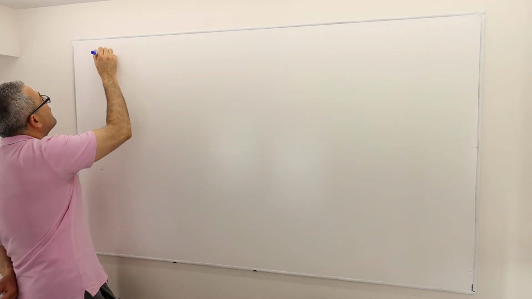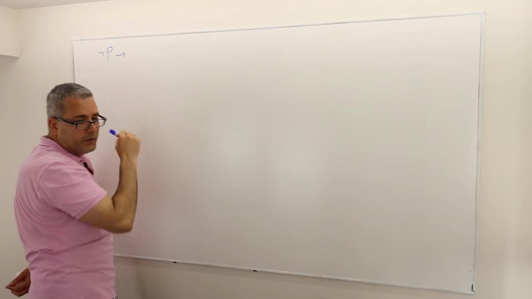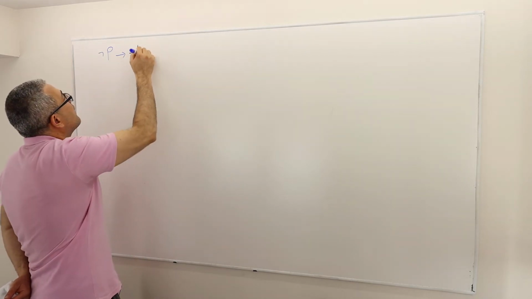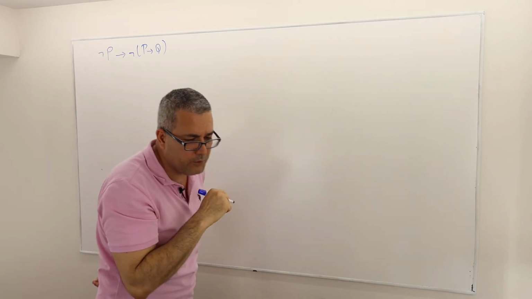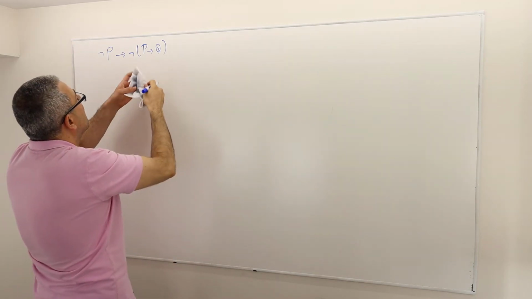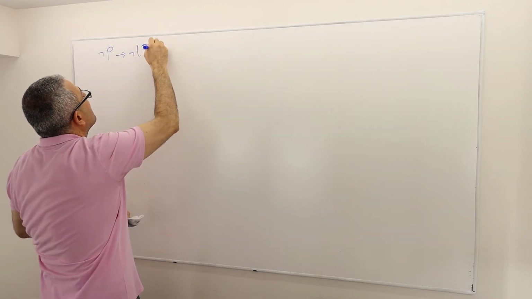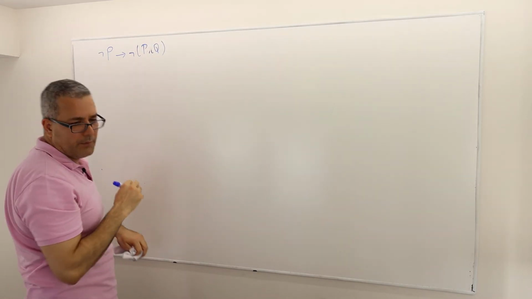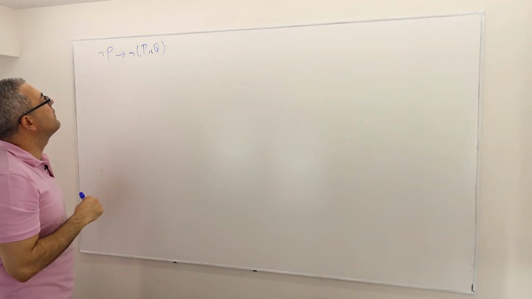Sometimes proving the obvious is harder than proving the less obvious. P implies Q, if I'm not wrong. Oh, I'm sorry, this is P and Q. There you go. P and Q. Yeah, all right. So how do we prove this theorem?